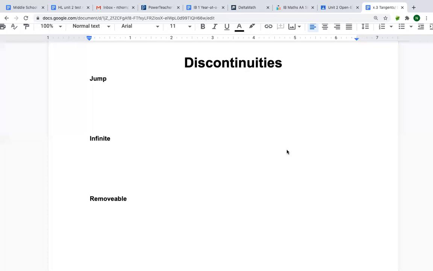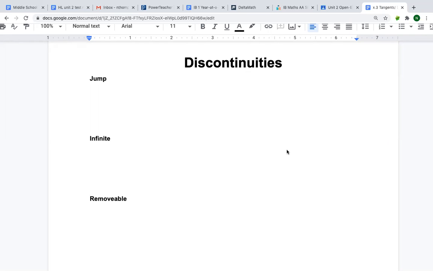Okay, so we're going to go ahead and get started with talking about discontinuities. Now, you've encountered a couple of these in doing some of your limits and continuity practice. If something isn't continuous, that means it has a discontinuity. There's a couple different types that you might have encountered so far. And the first one is called a jump.